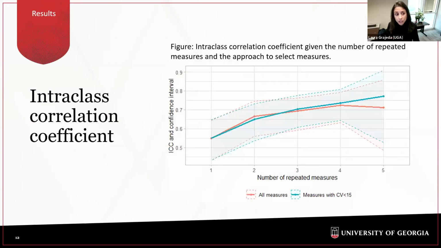And now these are the results for our intraclass correlation coefficients. See the figure. In the y-axis, we have the intraclass correlation and the confidence interval. And in the x-axis, we have the number of repeated measurements, whether we use only the first measurement, the first 2, the first 3, or until the first 5.